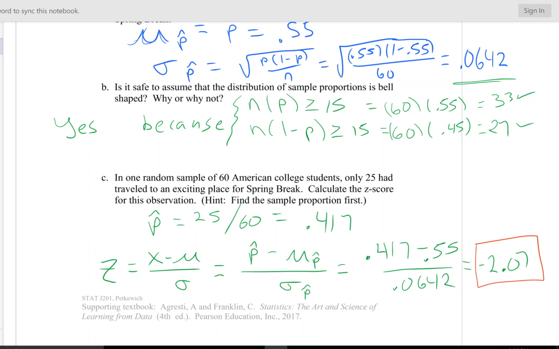A common mistake that I see that students make when I ask this kind of problem is that instead of using the sample proportion, they use the count 25 to do this calculation, and that's going to give you a result that doesn't make much sense. All right, and in fact, I want to go ahead and draw for you.